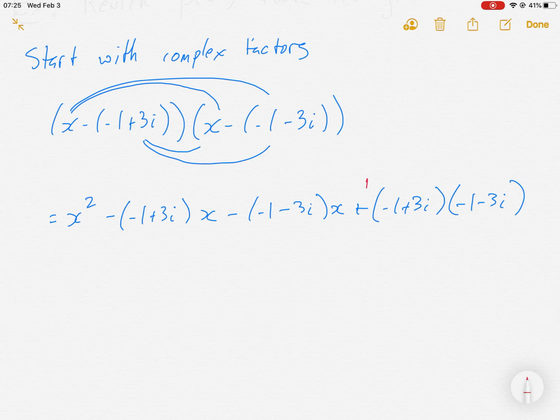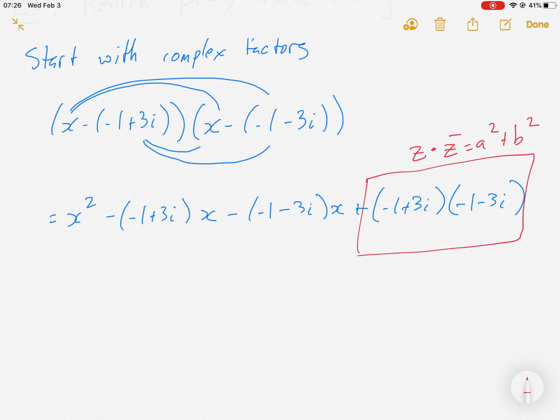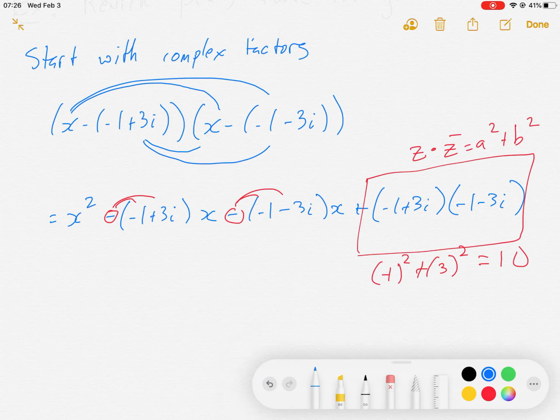Okay, so it doesn't really look great. However, there are a couple of facts we can make use of. First of all, this is z times its complex conjugate, and we had a formula for this. It's a squared plus b squared. And so this is just going to be -1 squared plus 3 squared, which is going to be 10. So that's super helpful. Now the next thing I want to point out is I will have to distribute this negative to both terms in here. And we're going to get some more cancellation.